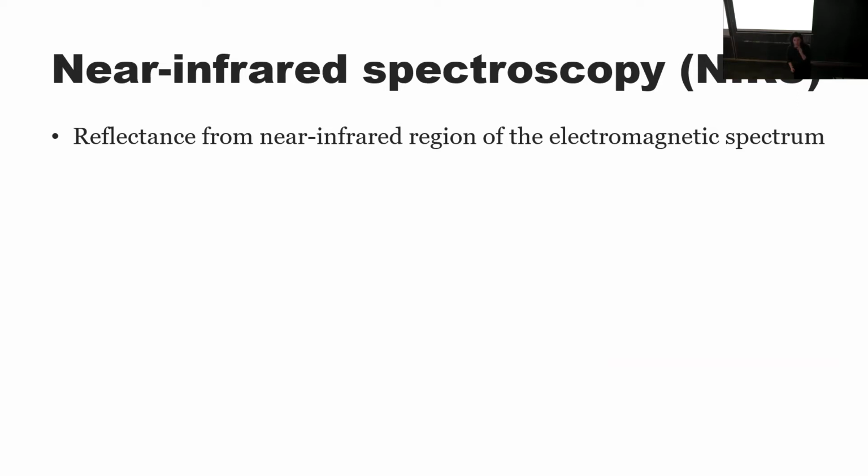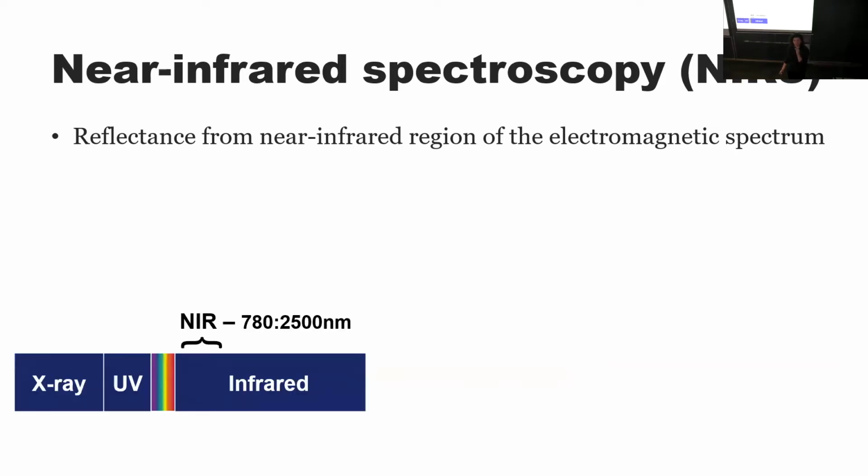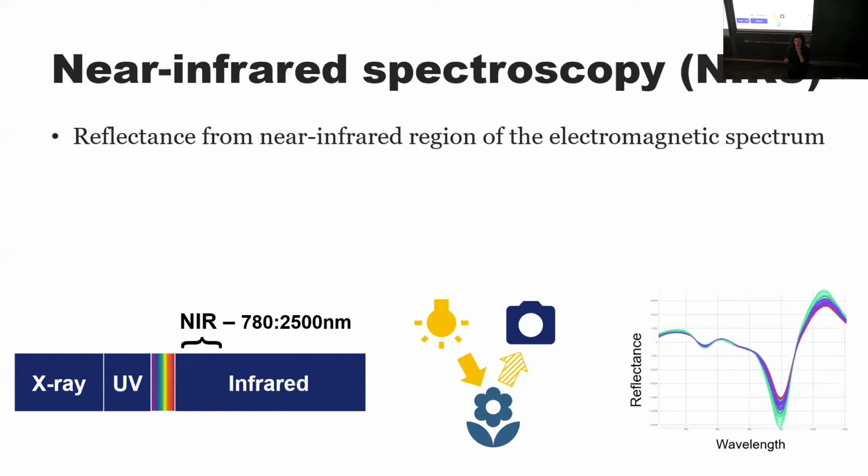And this has been used before in cassava, but I'll explain a little bit about what it is. So this is looking at the reflectance in the near-infrared region of the electromagnetic spectrum. This is 780 to 2500 nanometers, so just beyond the visible. It's measured by using an active light source that emits wavelengths in this range on a biological sample, and then the sample itself changes the reflectance pattern that's sensed by a sensor.